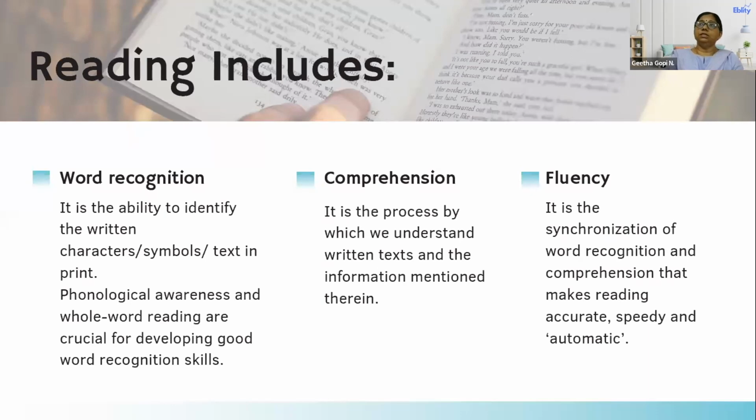So when we look at word recognition, it is the ability to understand the printed or written matter, and generally widely researched and widely used strategies are enhancing phonological awareness as well as whole word reading, which enable better word recognition. And then comprehension involves multiple different kinds of processing where you comprehend what the words or the sentences or the written text is saying. And then of course fluency, whereby you are able to read at a required speed with a fair amount of errorless reading, so that what you are reading makes sense to yourself as well as to others.